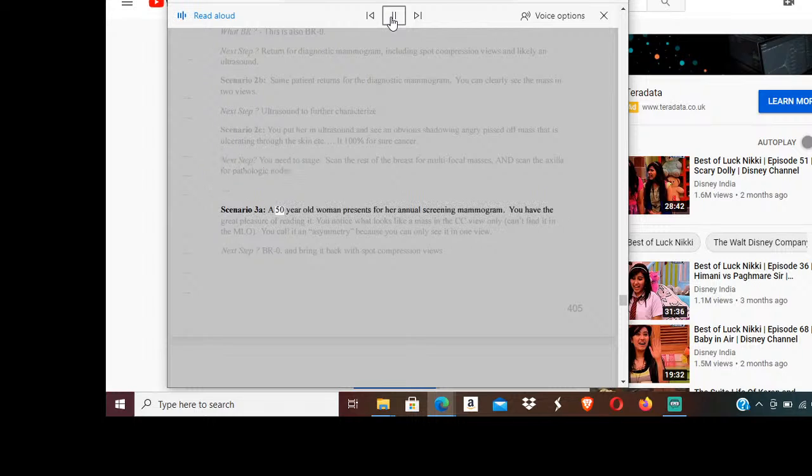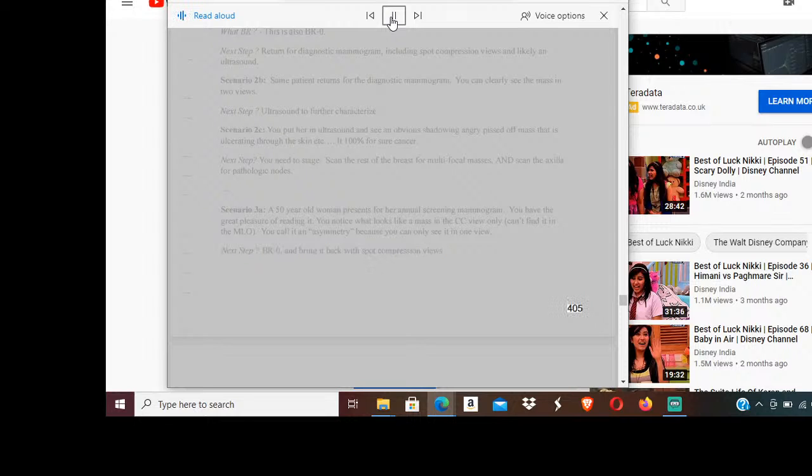Scenario 3A. A 50-year-old woman presents for her annual screening mammogram. You have the great pleasure of reading it. You notice what looks like a mass in the CC view, only you can't find it in the MLO. You call it an asymmetry because you can only see it in one view. Next step: BI-RADS 0 and bring it back with spot compression views.